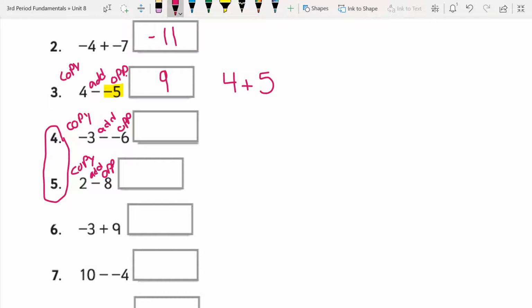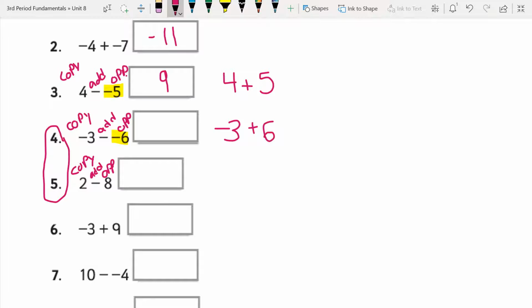So both 4 and 5 are copy, add the opposite. So we're going to rewrite the problems. Originally on question 4, we have negative 3 minus negative 6. So this becomes negative 3 because I copy negative 3, change the minus sign to a plus sign, and I'm going to do the opposite of a negative 6. And the opposite of negative 6 is positive 6.